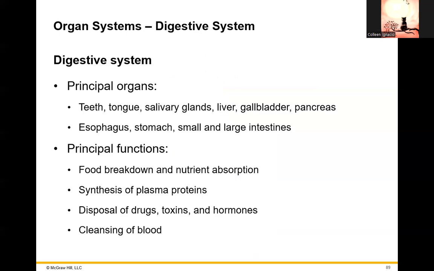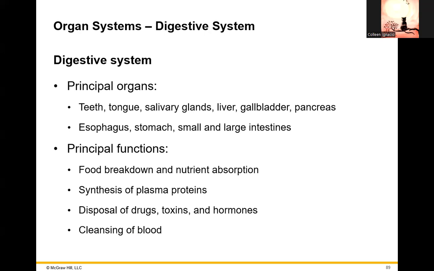All right, let's go to the digestive system. When we think about the digestive system, think of your teeth, your tongue, your salivary glands, your stomach, esophagus, your small intestine, large intestine. We think about the liver, the gallbladder, and the pancreas as accessory organs to the digestive system.